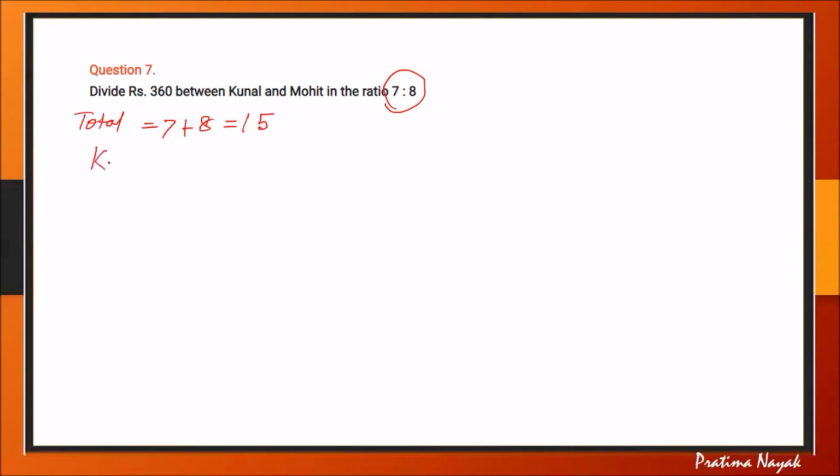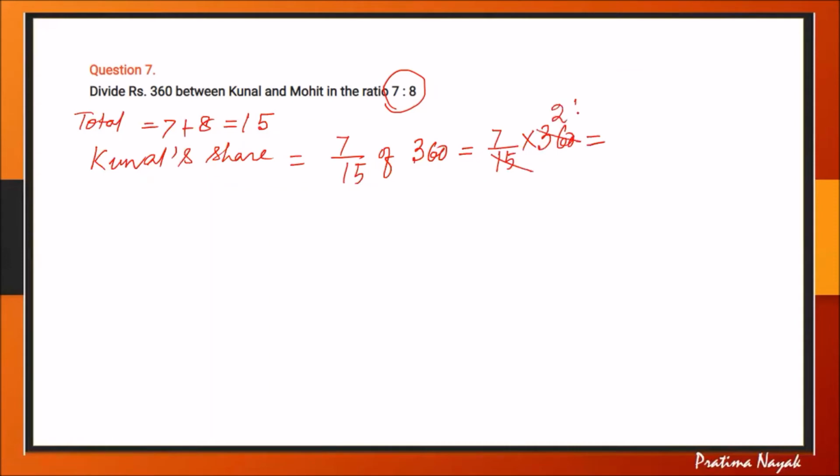So Kunal shares is equal to 7 by 15 of 360, because out of 15 he is getting 7, or out of 360, how much you will get. So it will be 7 by 15 into 360. You cancel 15 with 360. It will be how much? 24. Now you multiply 24 7 times. It will be 168.